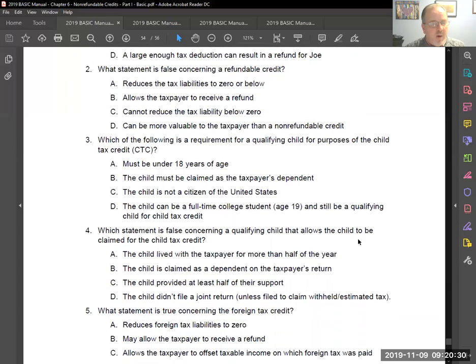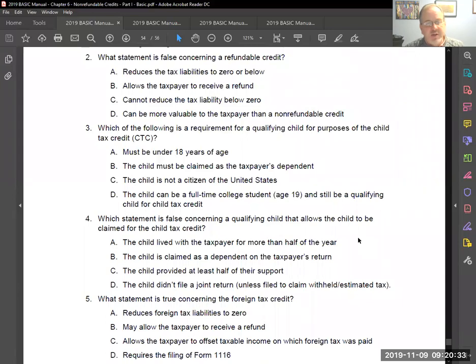All right, number 4, which statement is false concerning a qualifying child that allows the child to be claimed for the child tax credit? All right, so we're looking at these with the false. So which of these is false? The child lived with taxpayer more than half a year. Again, that's that test for qualifying. That meets that residency, that they lived with the taxpayer that is considered the custodial parent or residential parent, and they lived with them for more than half a year.